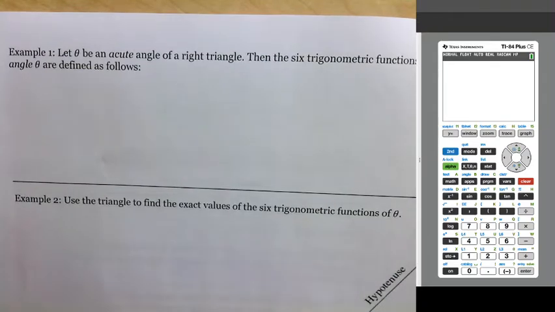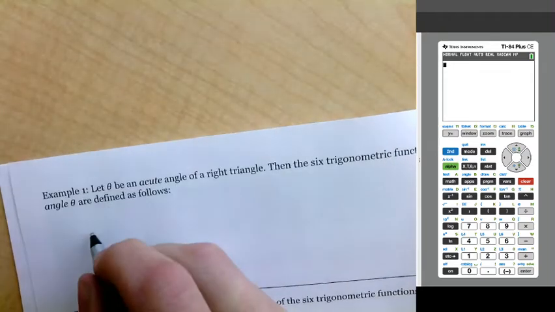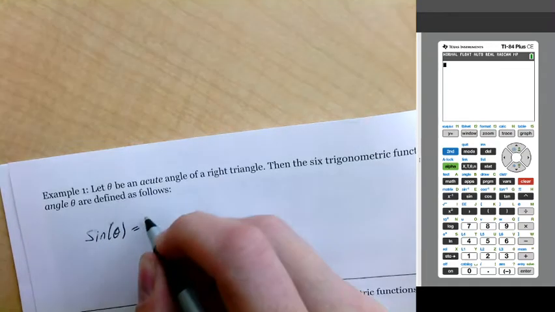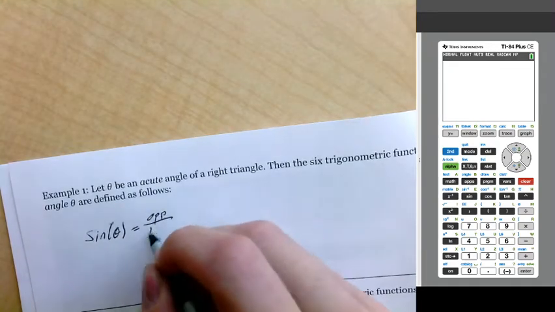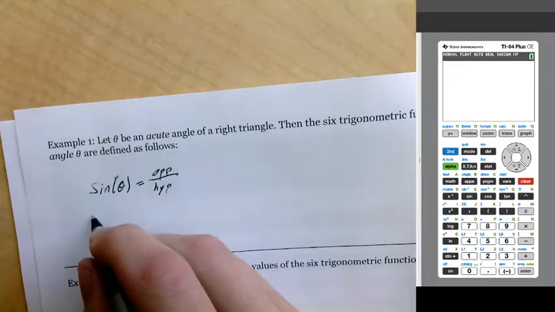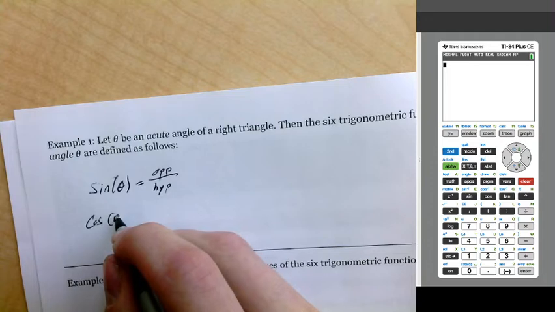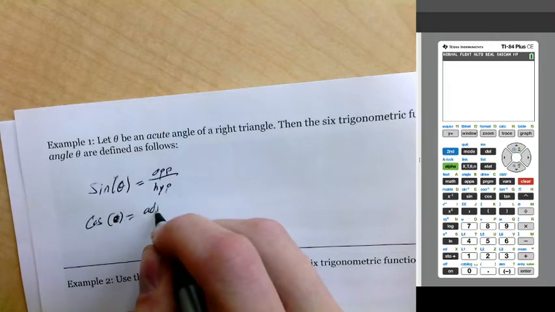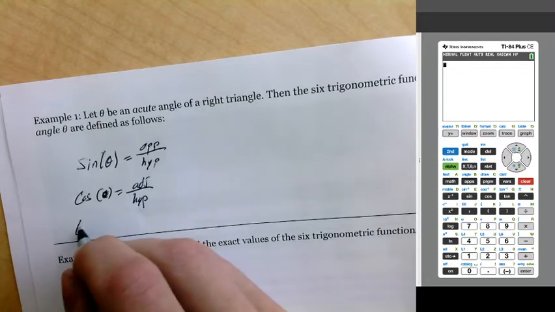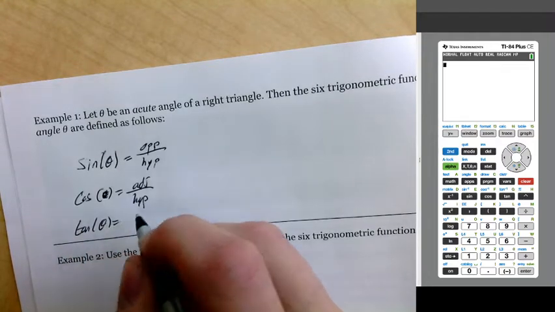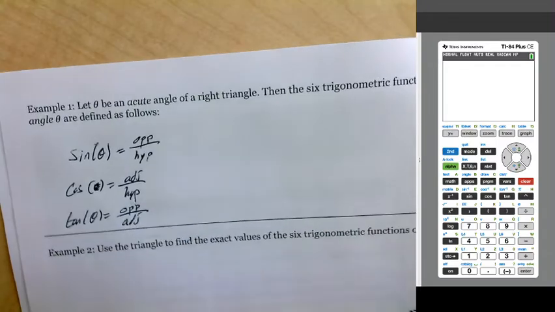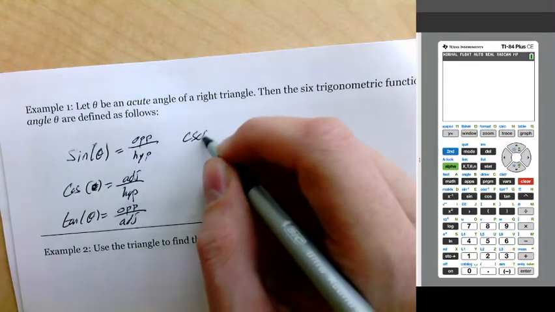Okay, so if theta is in a right triangle, like we said earlier on the front page, sine of theta is the opposite side divided by the hypotenuse, and we tend to abbreviate it like this. Cosine is the adjacent side divided by the hypotenuse, and tangent of theta is the opposite side divided by the adjacent side. Similarly, their reciprocals.